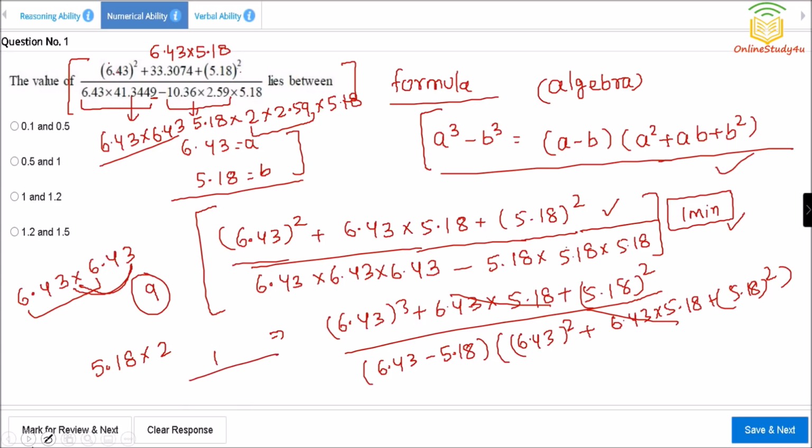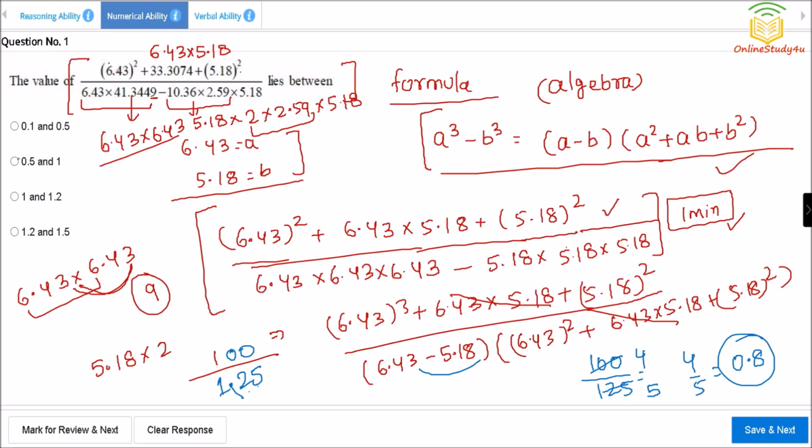Now 1 divided by, if you subtract, 13 minus 8 is 5, 3 minus 1 is 2 and 6 minus 5 is 1, so 1 divided by 1.25. If you remove the decimal, after that two digits, 100 divided by 125. 25 fours are 100, 25 fives are 125, so 4 by 5 will be 0.8. So 0.8 means your answer is in between 0.5 and 1. So this one we have to mark and proceed.